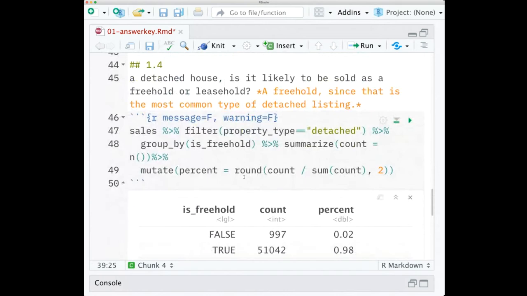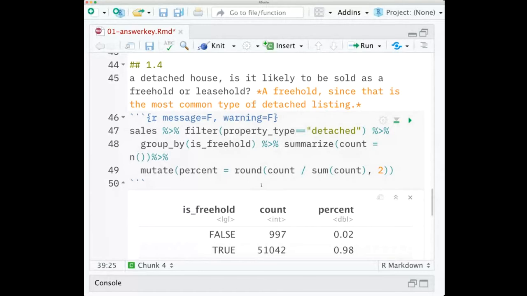Awesome. So the detached house, is it likely to be sold as a freehold or a leasehold? Okay, so just like before, I'm looking for a filter based on a property type and then a group by. So this code should be basically identical to section 1.3. And I'm just asking you to repeat it for a different property type.